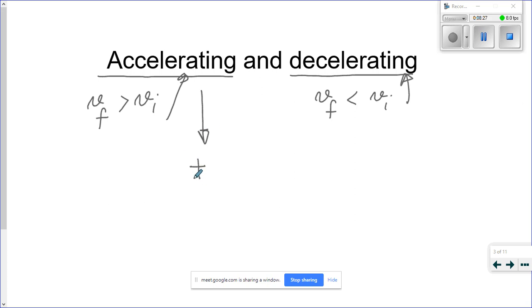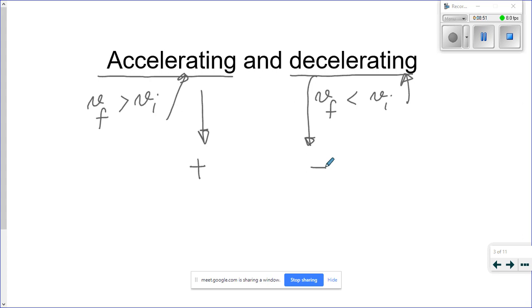When we have an object that is accelerating, we assign it a positive. So we say positive 3.5. And if we have an object that is decelerating, we say that acceleration is negative. And this is the confusion that the majority of the students in Physics 20 have when they are introduced to this concept.